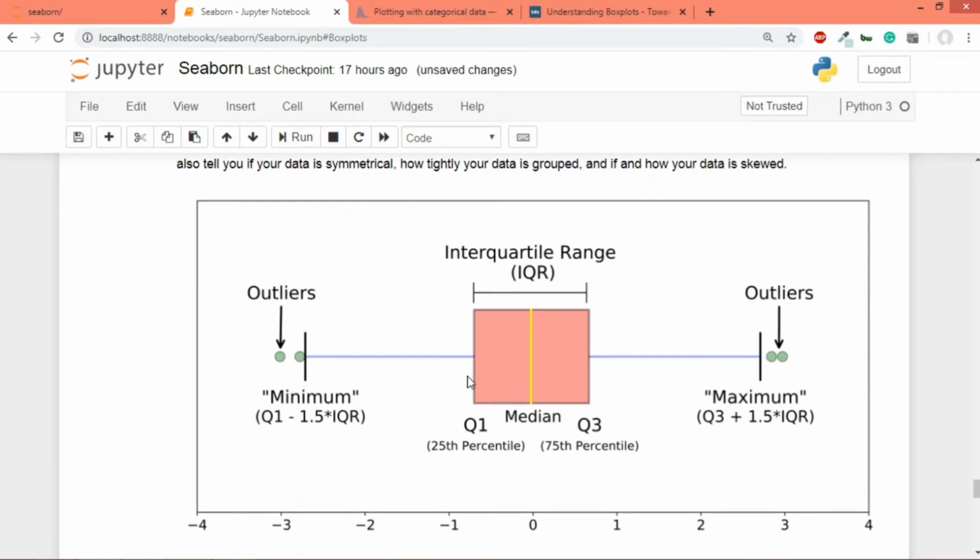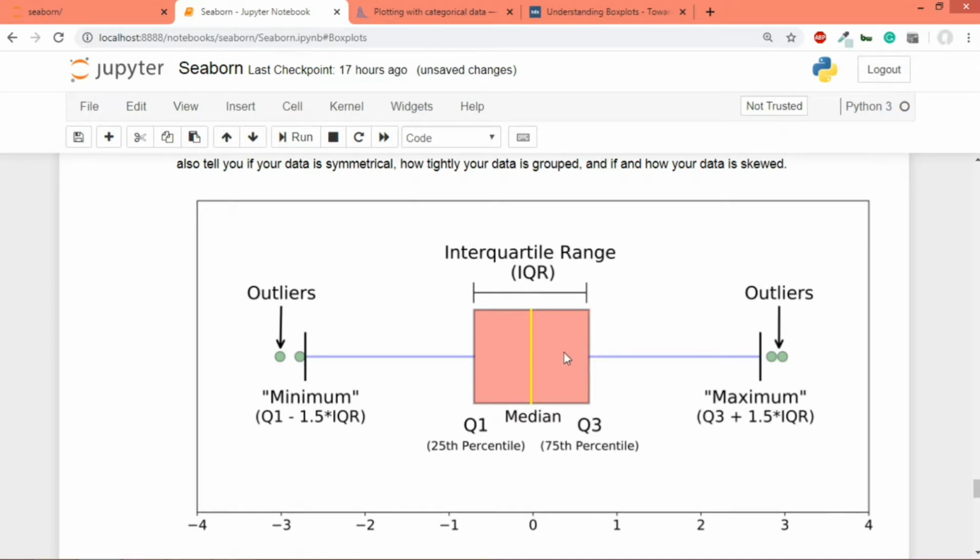This is the image. I have taken it from a very good blog. I'll share the link of the blog in the video description. So this is a box plot on your screen. There are quite a few components over here, so we'll just quickly see them one by one. This is the minimum value. Okay. And this is the maximum value.